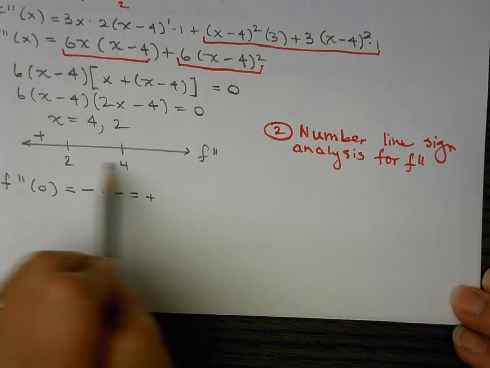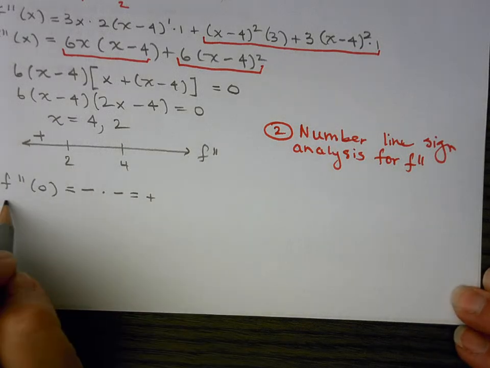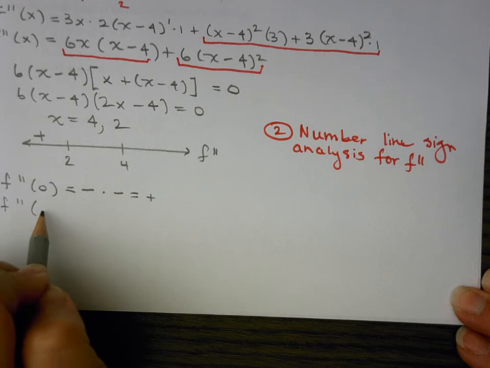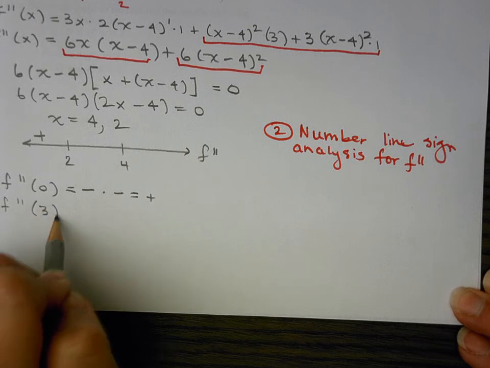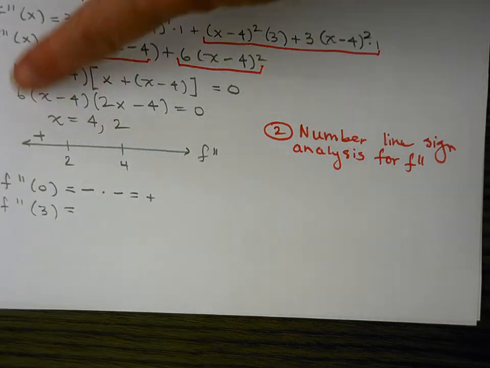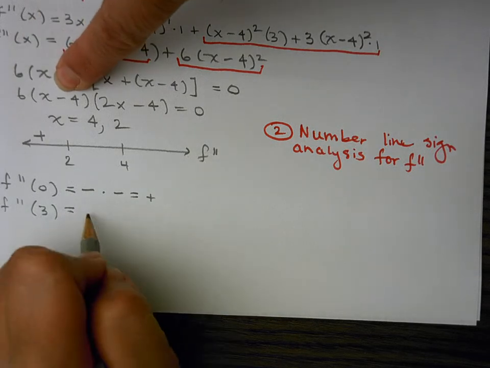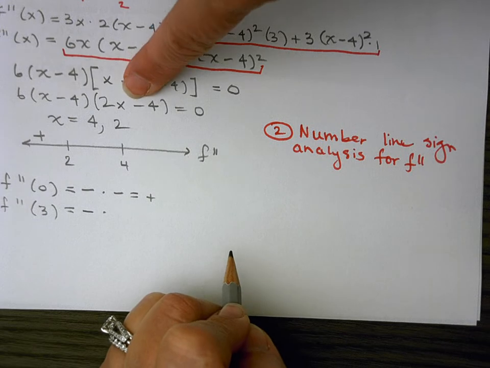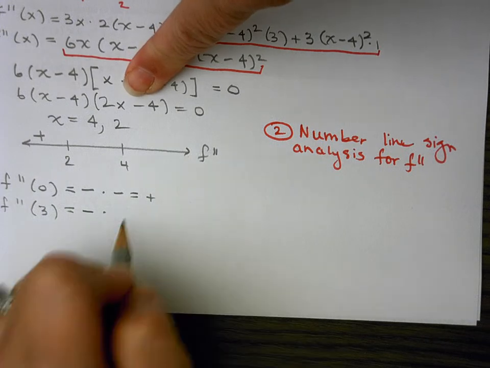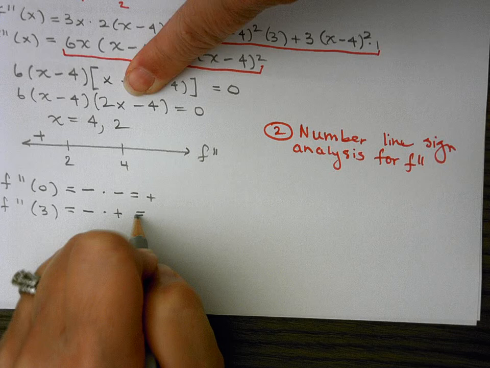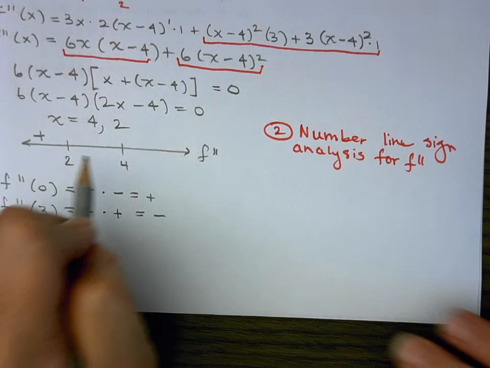And then now I'm going to pick a number between 2 and 4. So let's say pi. I'm going to pick pi. Just kidding. I'm going to pick 3. All right. So again, 6 will be positive, which isn't going to affect anything. 3 minus 4 would be negative. And then here I would get 6 minus 4, which would be positive. And a negative times a positive would be a negative value.